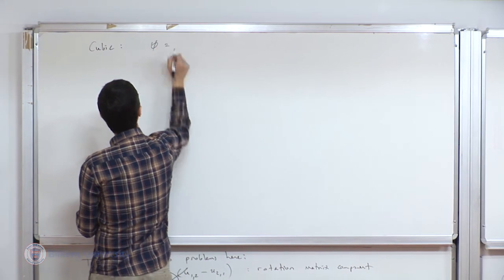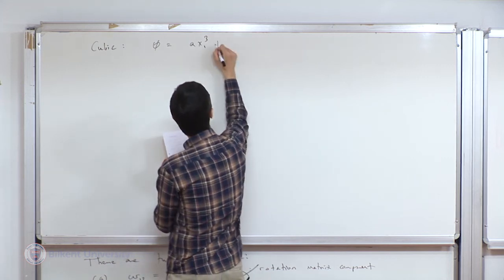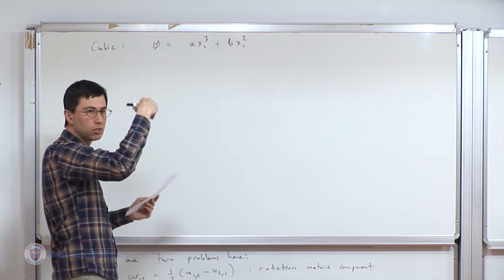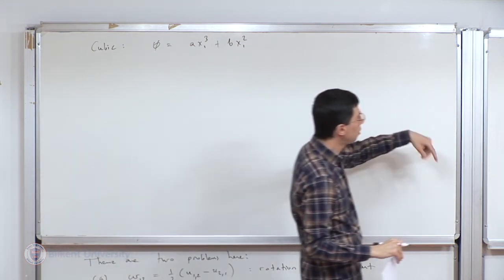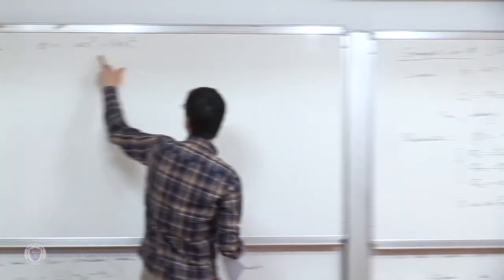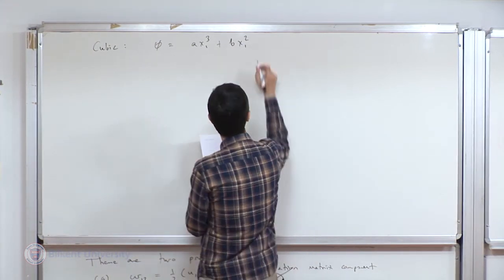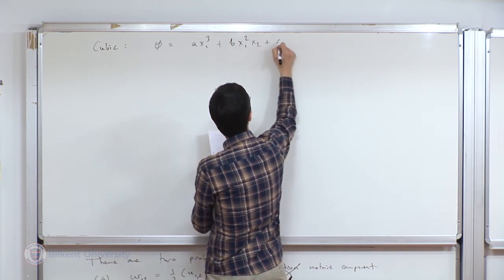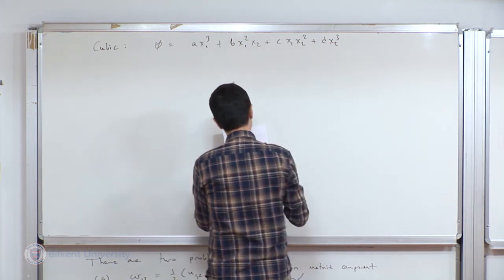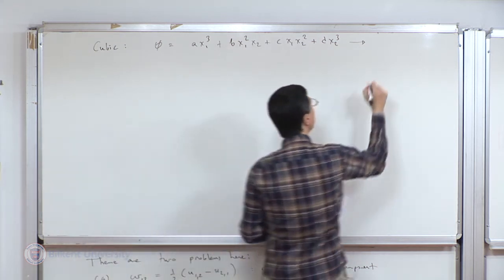So the third one is a cubic field. Now, by now, you can see more clearly, perhaps, that the stress field is always 2 orders less than the Airy stress function field. So if it's linear, there is nothing. If it's quadratic, it's a constant. If it's cubic, I'm going to eventually get a linearly varying stress field in terms of the coordinates. Okay. So up to cubic, I don't have to worry about compatibility.